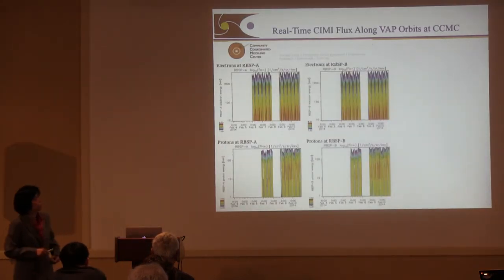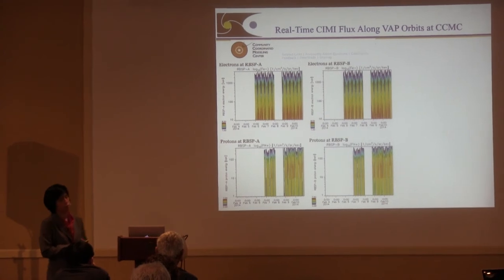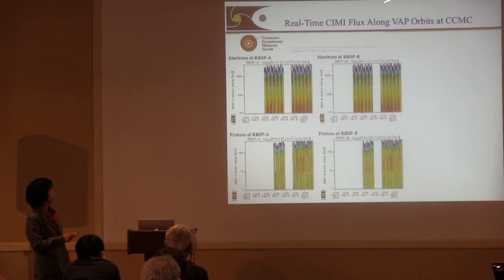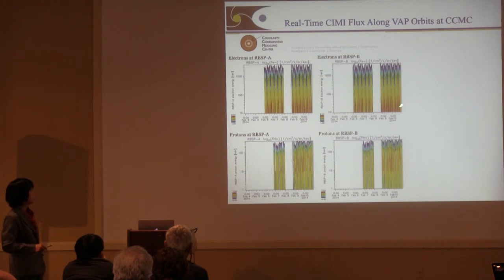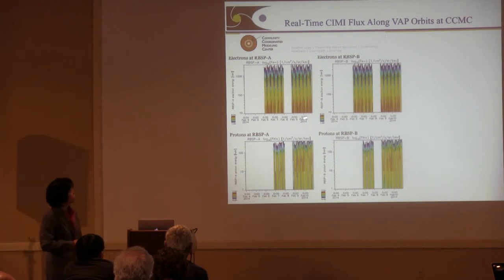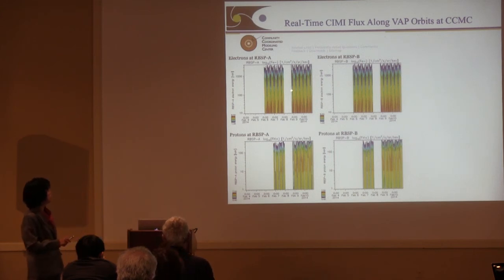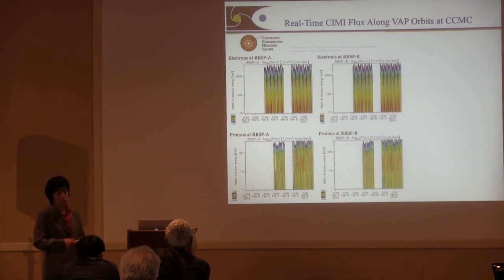Okay, finally I'd like to talk about how CIMI will support the mission. We are working on a real-time run of CIMI, and then we produce the flux along the RBSP A and B orbit. At CCMC, we're working on this. So here I show you some examples. I downloaded this 2 days ago, so you see February 10th, but you can go to the website. I can't tell you the website, but anyway, now it's running in real time. We still have some problems. You can see some gaps. Sometimes the code doesn't work. But anyway, we are working on it.